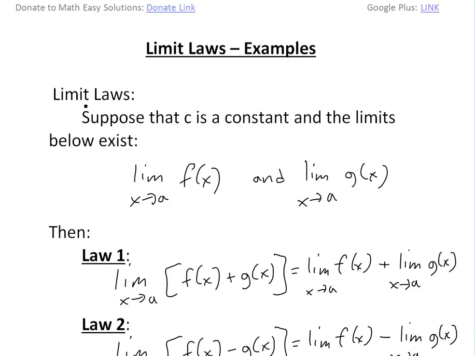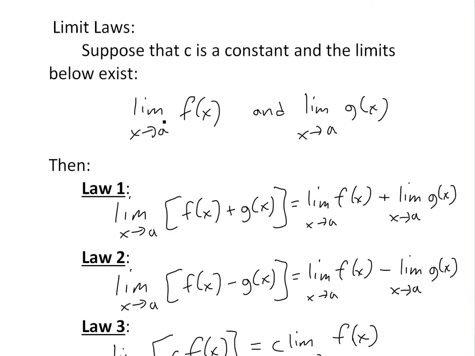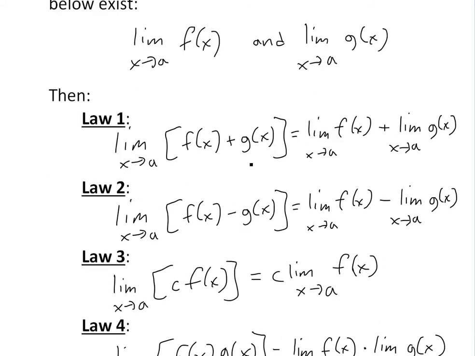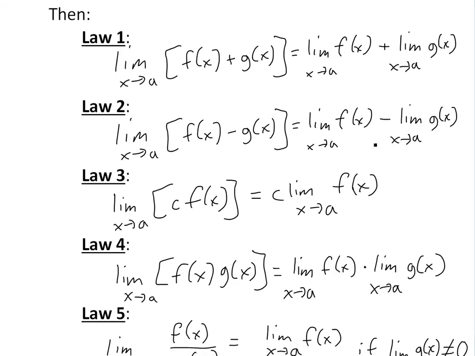Basically, the limit laws state, suppose that c is a constant and the limits below exist: the limit of f(x) as x approaches a, and the limit as x approaches a of g(x). Then law 1 is the sum law. If you take the limit of a sum like this, it equals the sum of the two limits. And also this one, subtraction, the difference law.